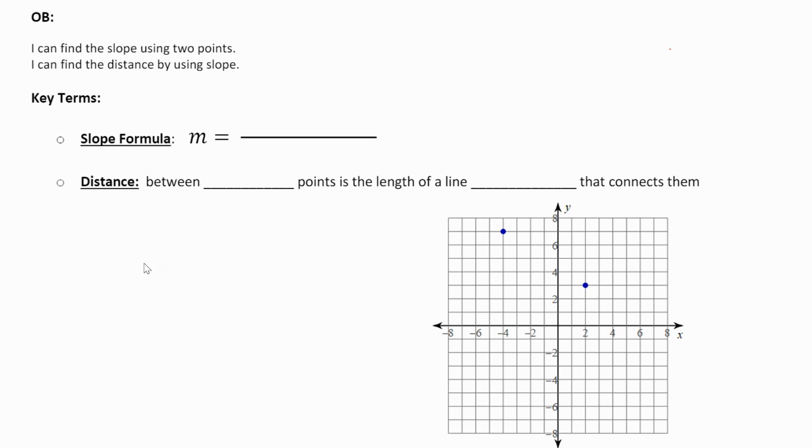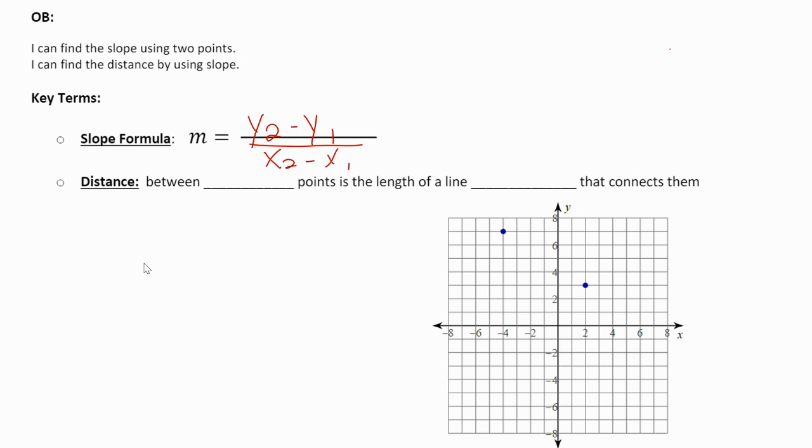If you remember from earlier in the mod, we looked at the slope formula. So remember, our slope formula is m equals y2 minus y1 over x2 minus x1. Again, it doesn't matter which point is point 1 or point 2 as long as we're consistent with how we solve the problem. What we're also going to look at is how we can see the relationship between slope and finding the distance between 2 points.